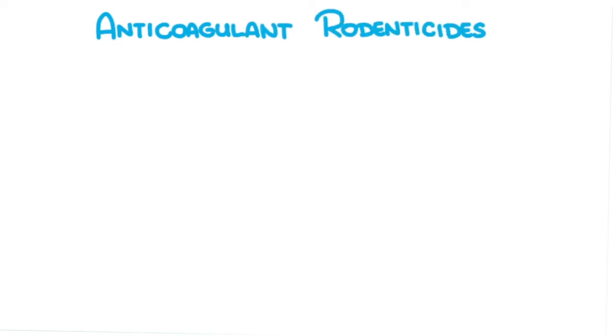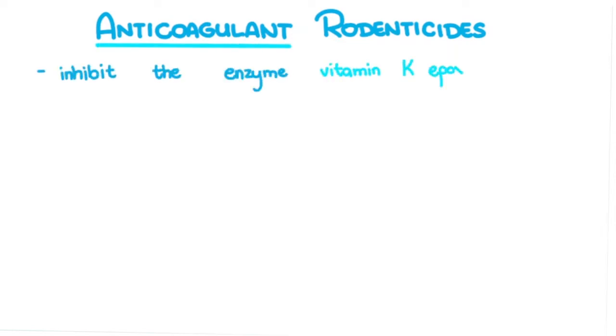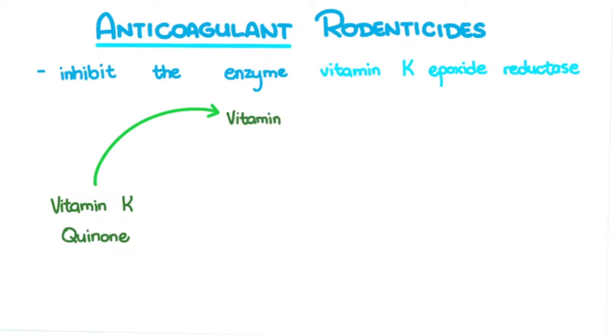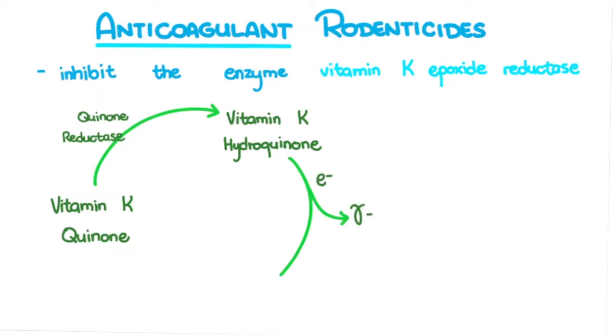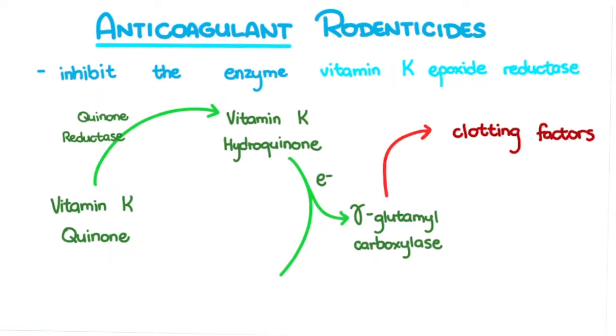Anticoagulant rodenticides are called such because they keep blood from coagulating. They do so by inhibiting the enzyme vitamin K epoxide reductase. How does that affect coagulation? Well, in the liver, vitamin K in its dietary form, vitamin K quinone, is converted to vitamin K hydroquinone by quinone reductase. Vitamin K hydroquinone then donates an electron to the enzyme gamma-glutamyl carboxylase, which is responsible for making coagulation factors 2, 7, 9, and 10 functional.